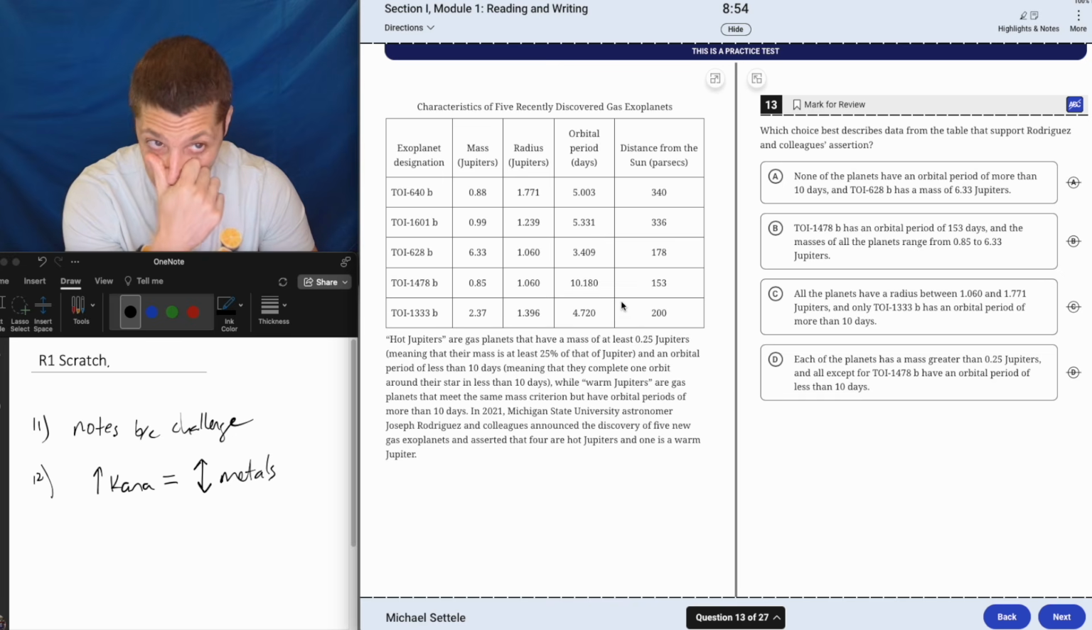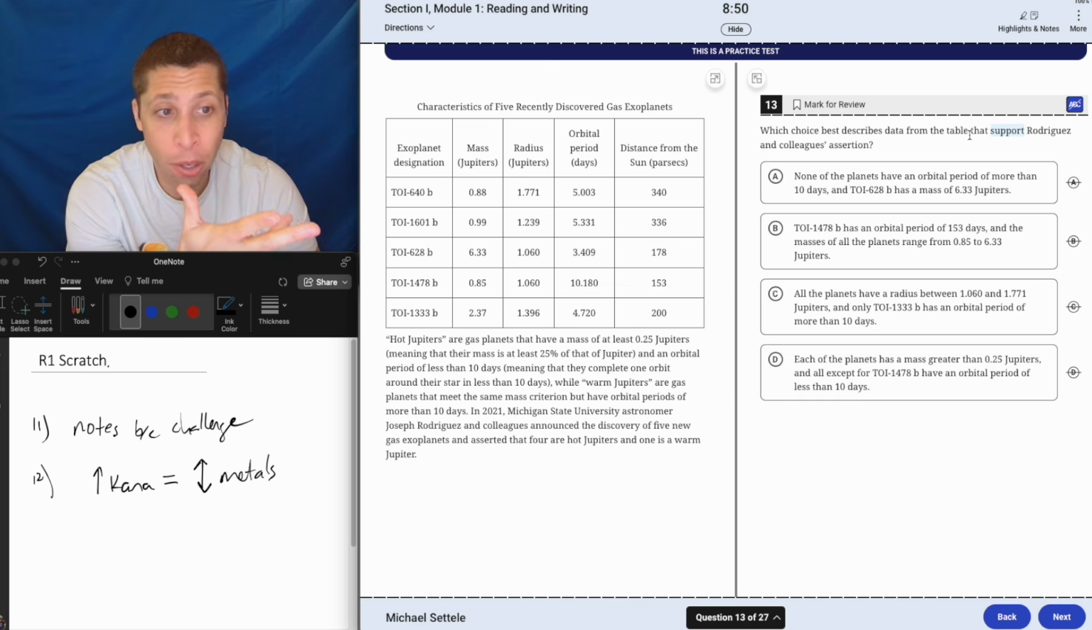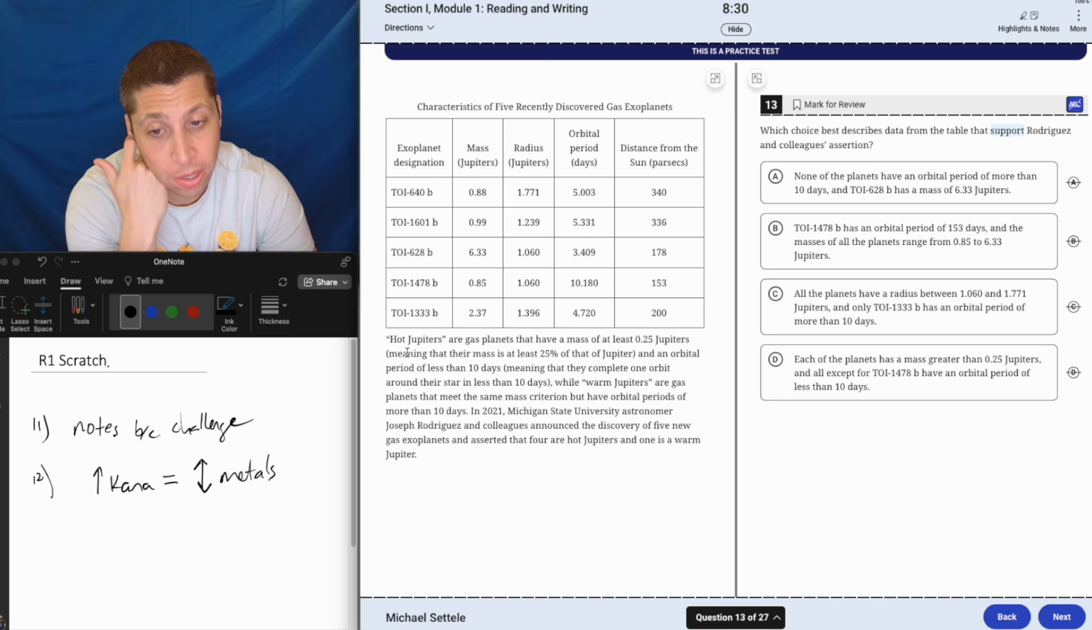Support. Sometimes they say weekend, so you got to pay attention to that. Hot Jupiters. It's a good name for a band. Are gas planets that have a mass of at least 0.25 Jupiters, meaning their mass is at least 25% of that of Jupiter, and an orbital period of less than 10 days, meaning that they complete one orbit around their star in less than 10 days, while warm Jupiters are gas planets that meet the same mass criterion but have orbital periods of more than 10 days.